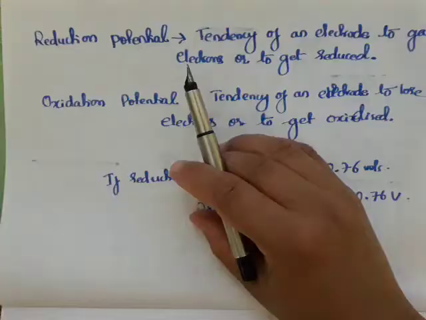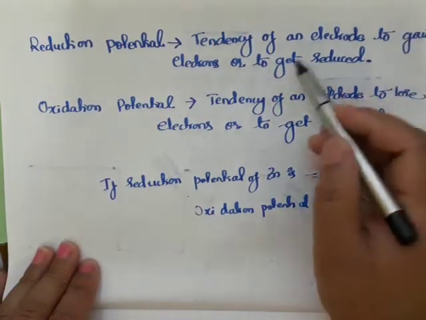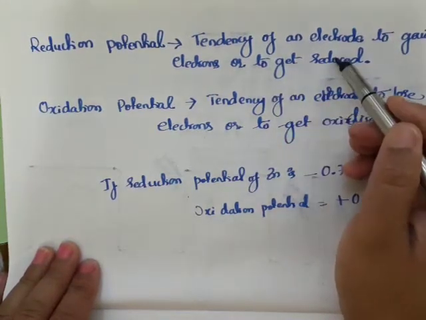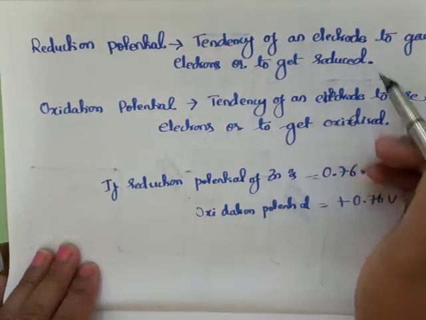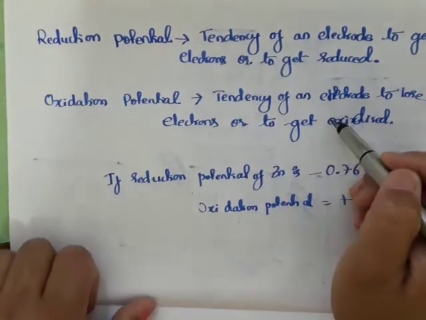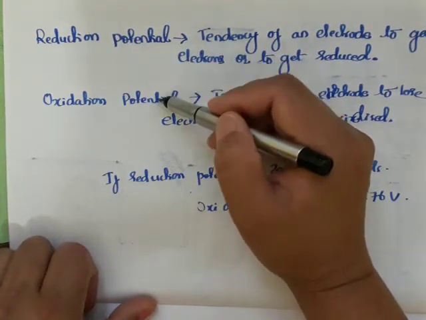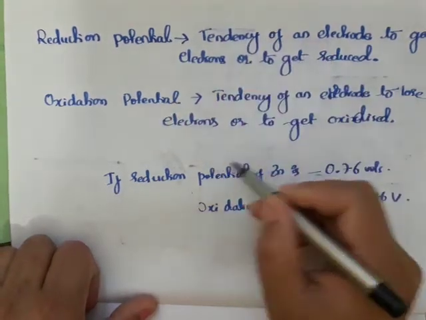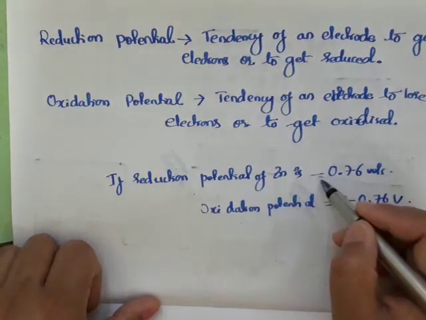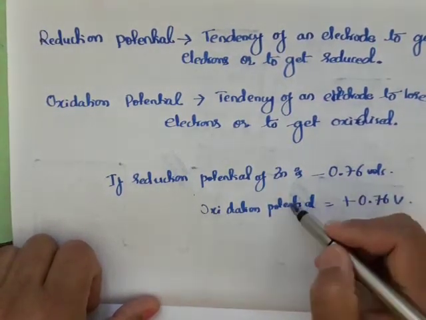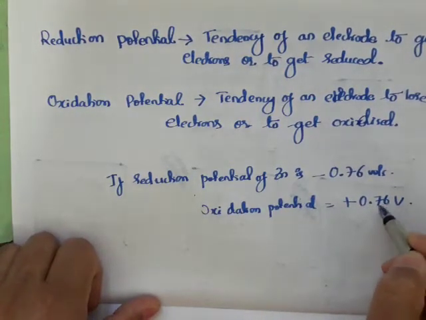In simple words, reduction potential is the tendency of an electrode to gain electrons or to get reduced. And oxidation potential is the tendency of an electrode to lose electrons or to get oxidized, and the values of these two always have opposite signs. Let's say zinc has a reduction potential of minus 0.76 volt. That means its oxidation potential is positive 0.76 volt.